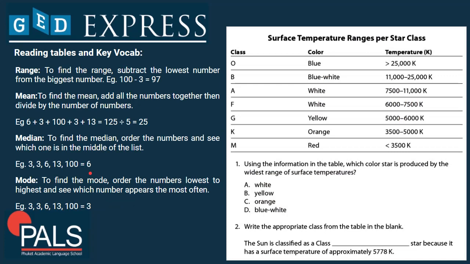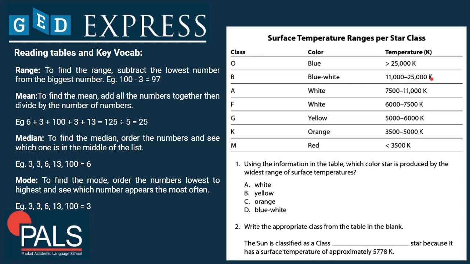The mode we find by ordering the numbers again from lowest to highest, and we see which number appears most often in our set. In this case, we have 3, 3, 6, 13, 100. The 3 occurs twice, so the 3 is our mode. For this question, on the right, important is the range. So we check temperature ranges, which is the largest range.